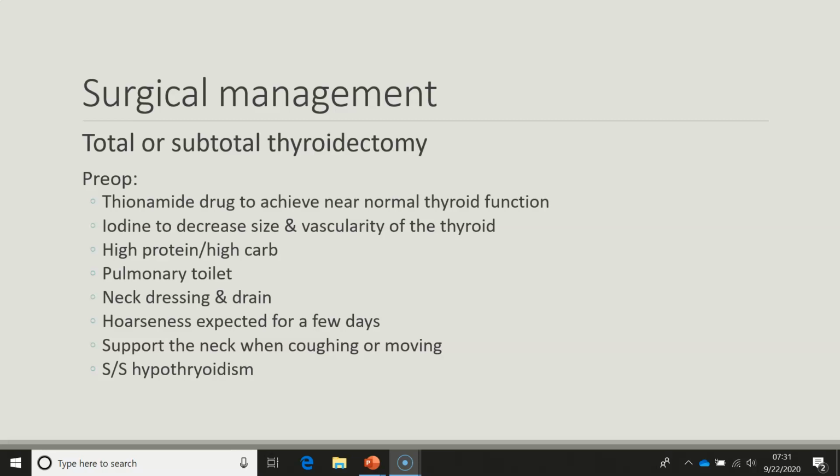So you want to observe for bleeding and for sources of infection. They'll also be hoarse, and that'll be expected for a few days. And you also want to make sure that you're watching for signs of hypothyroidism.